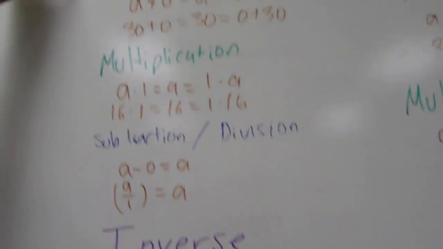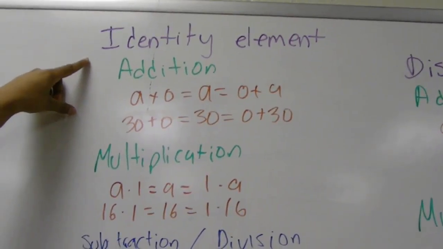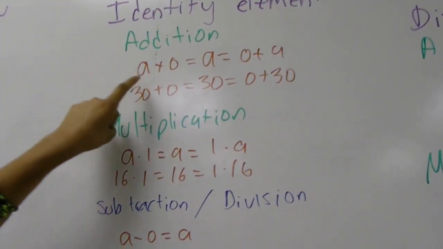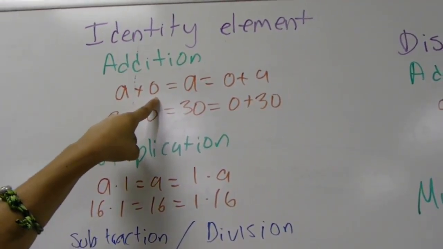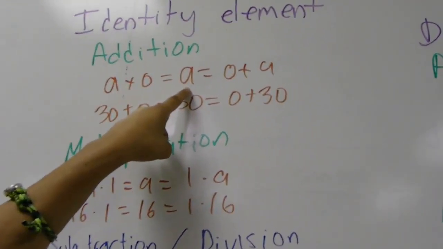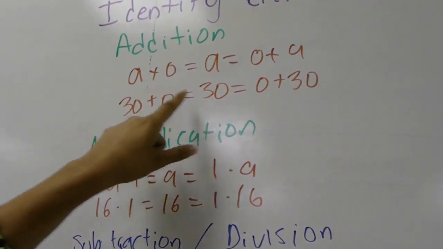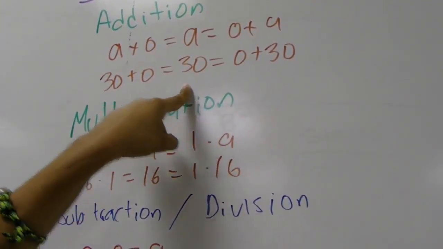And then we have the next law, which is called the identity element. This applies for addition and multiplication. In addition, if we have an element and we add the identity element, which is 0, we get back that same element. And here we have an example: 30 plus 0 is just 30. And if we reverse the order, 0 plus 30 is also 30.